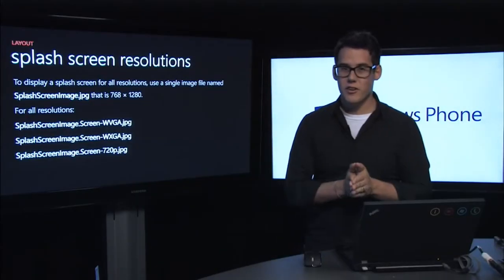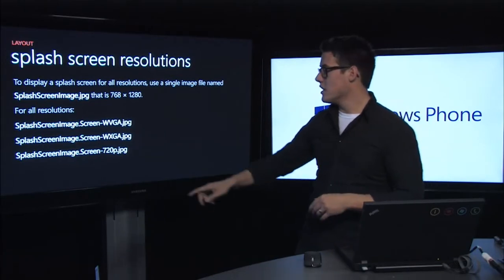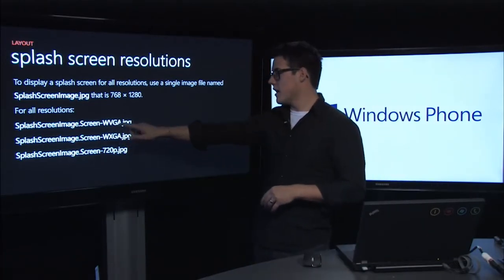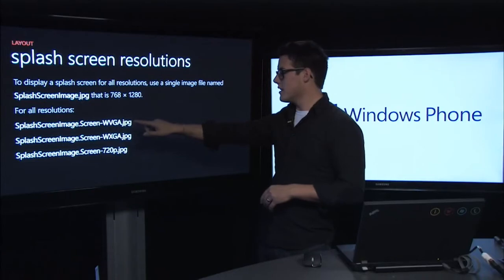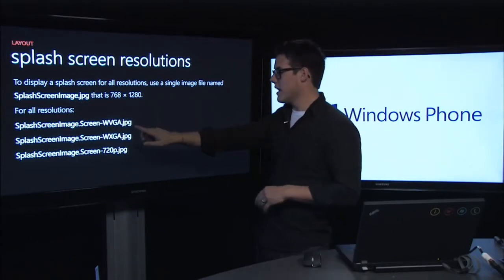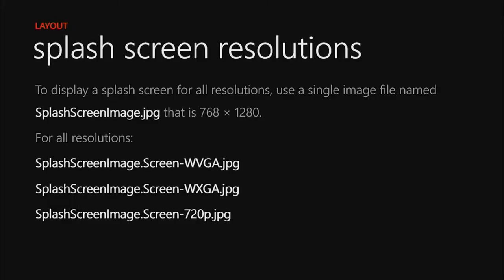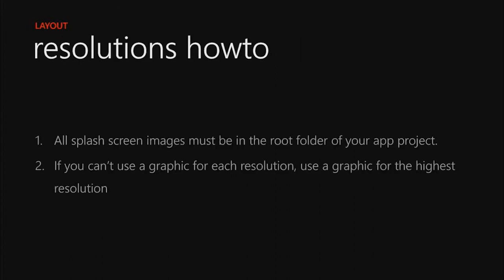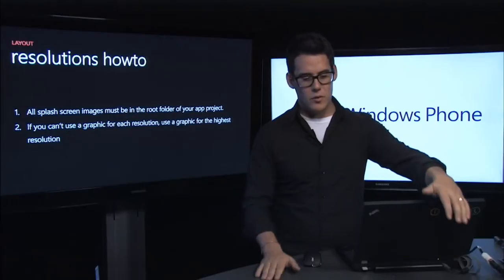If you want different graphics for each of the resolutions, do SplashScreenImage.screen-WVGA.jpg or WXGA, and put those all in the root folder. These graphics have to be in the root folder or they're not going to show up as your splash screen. Another thing to note, all splash screen images need to be in the root folder. If you can't use a graphic for each resolution, use a graphic for the highest resolution. So this is kind of a rule of thumb.